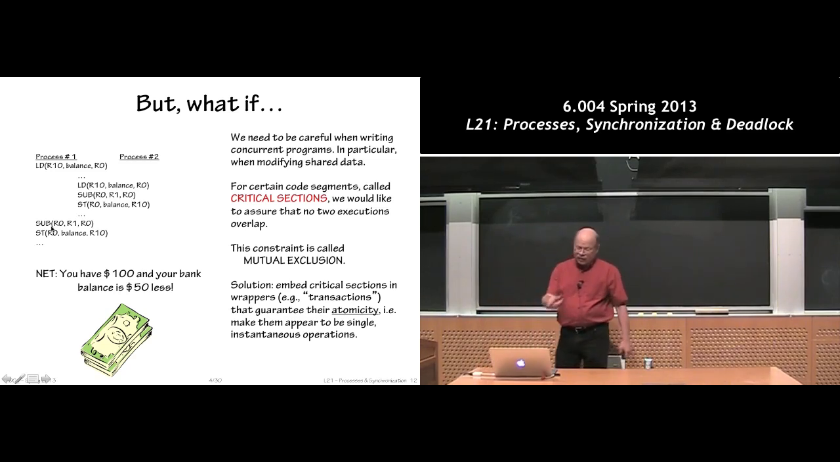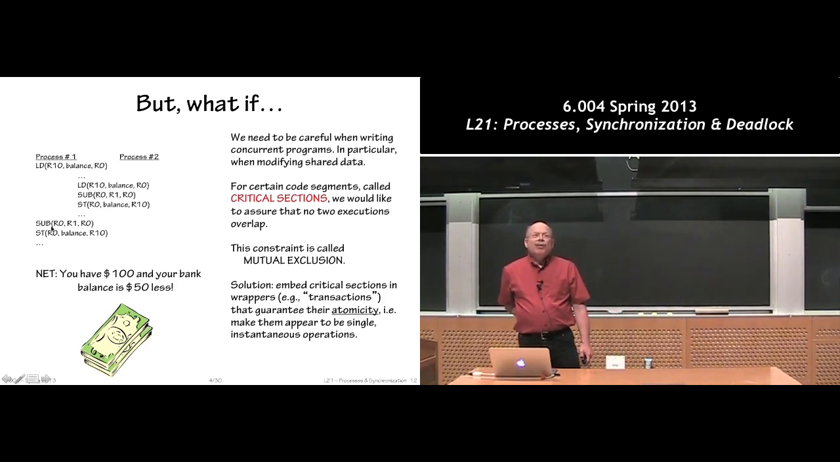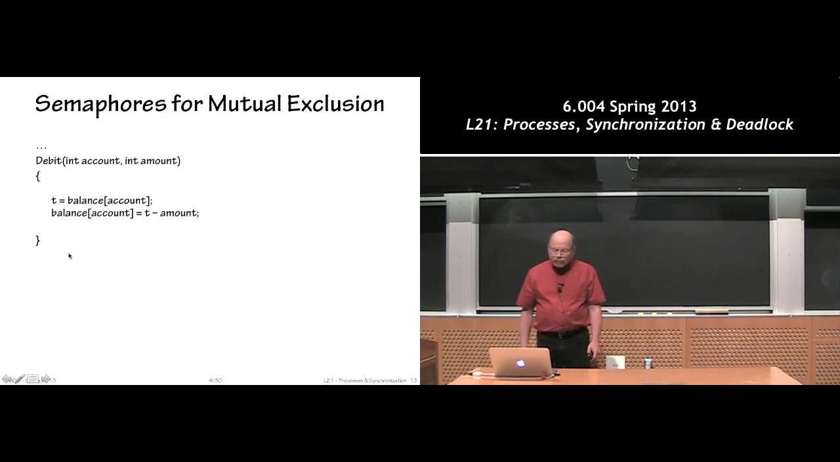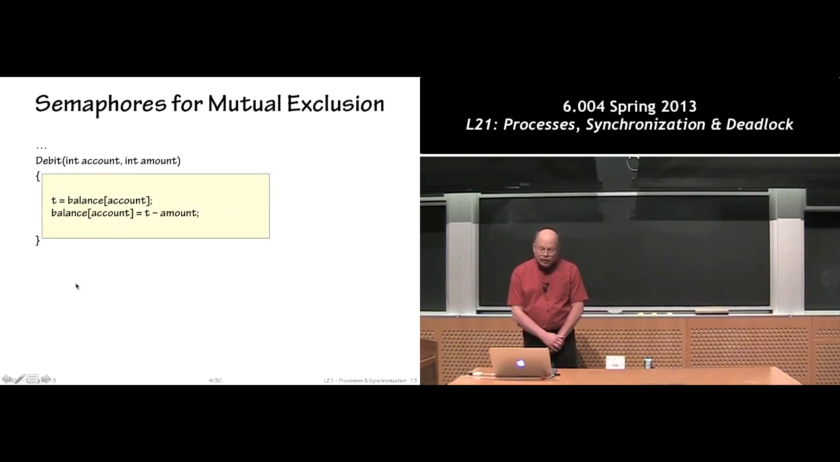So modern systems implement the so-called transaction semantics, which guarantees the atomicity of a sequence of operations. It turns out we can use semaphores to implement that semantics. So here's the code, and we want to add some semaphores to it.